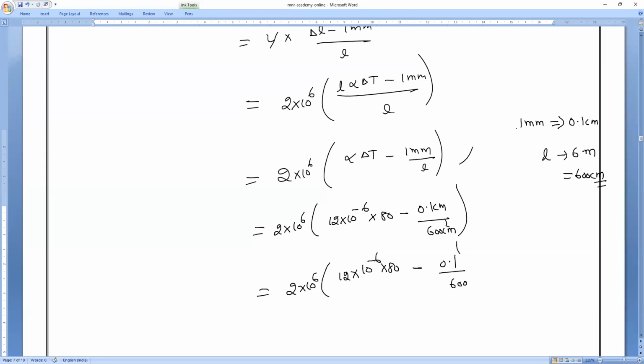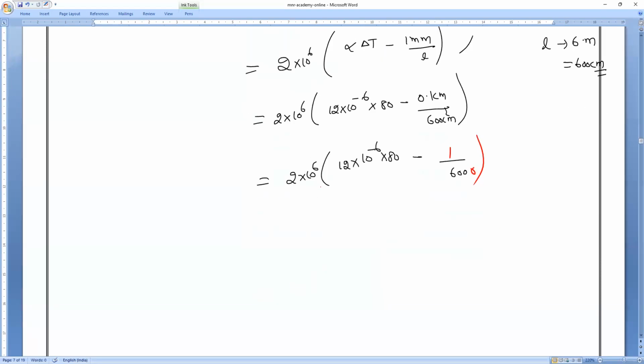Okay. So now, can I write this as 1 divided by 6,000? Any problem for anybody? 1 divided by 6,000. Please respond. So now you can do it, everybody. This will be multiplied with everything. 2 into 10 power 6 into 12 into 10 power minus 6 into 80, minus 2 into 10 power 6 divided by 6,000.